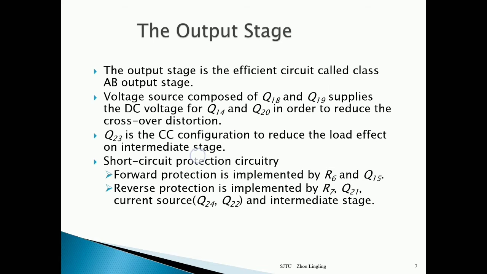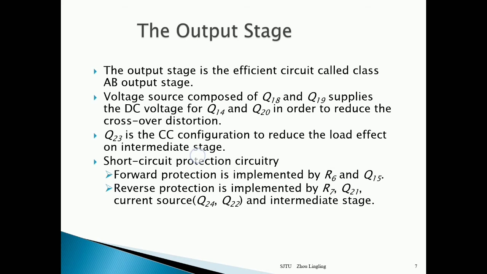The last one is the output stage. The output stage is an efficient circuit, a class AB output stage. This is called a push-pull amplifier. The basic requirements for the output stage are large output voltage swing capability, large output current swing capability, low output impedance, low quiescent power dissipation, and short circuit protection. These requirements can be fulfilled by the class AB push-pull amplifier, which satisfies all of the above requirements.